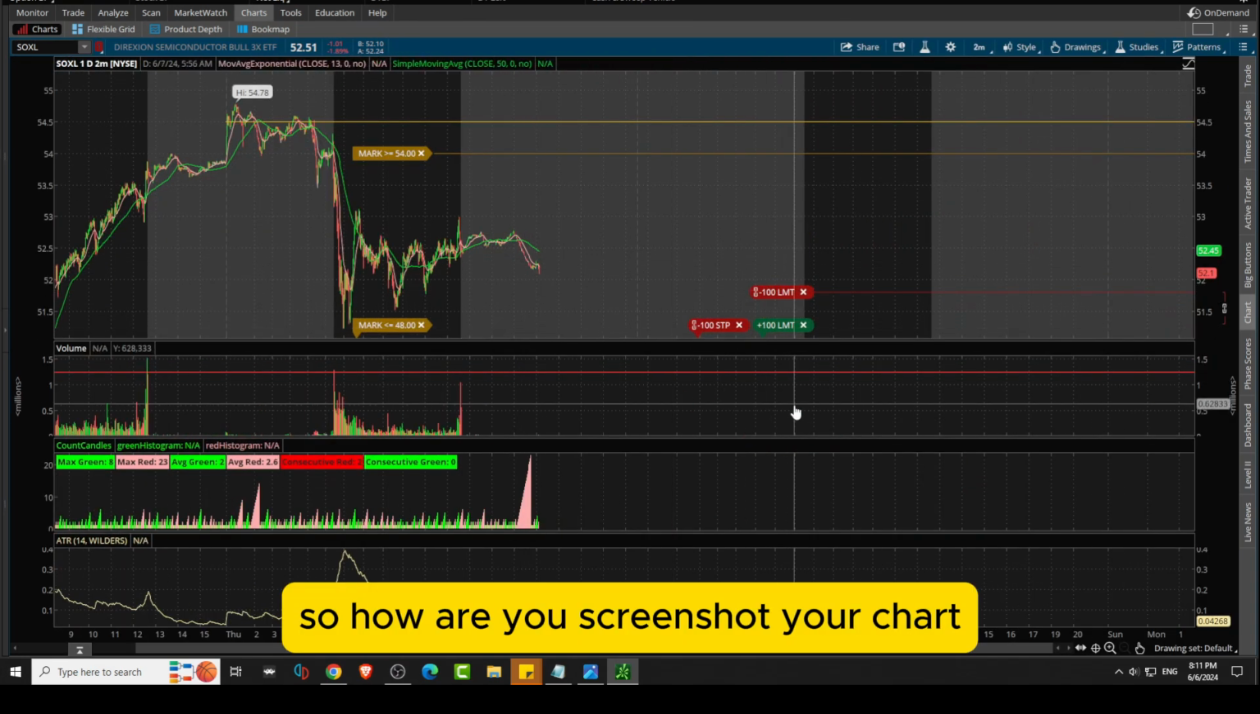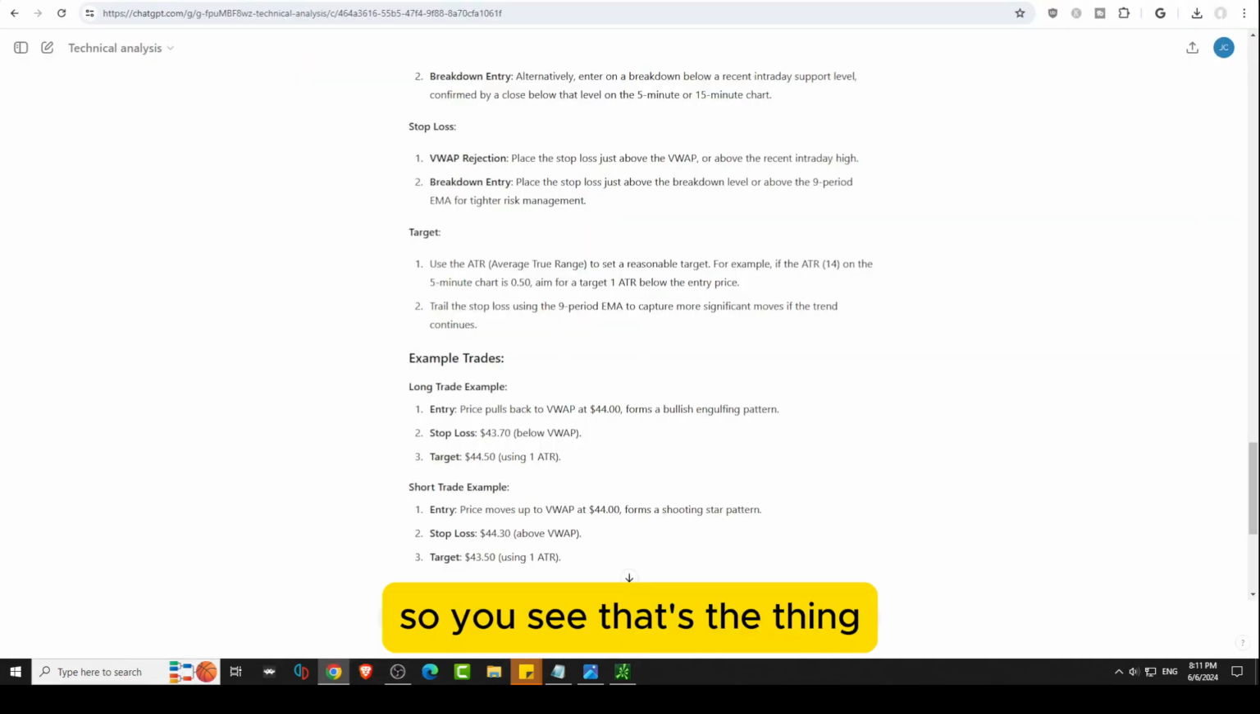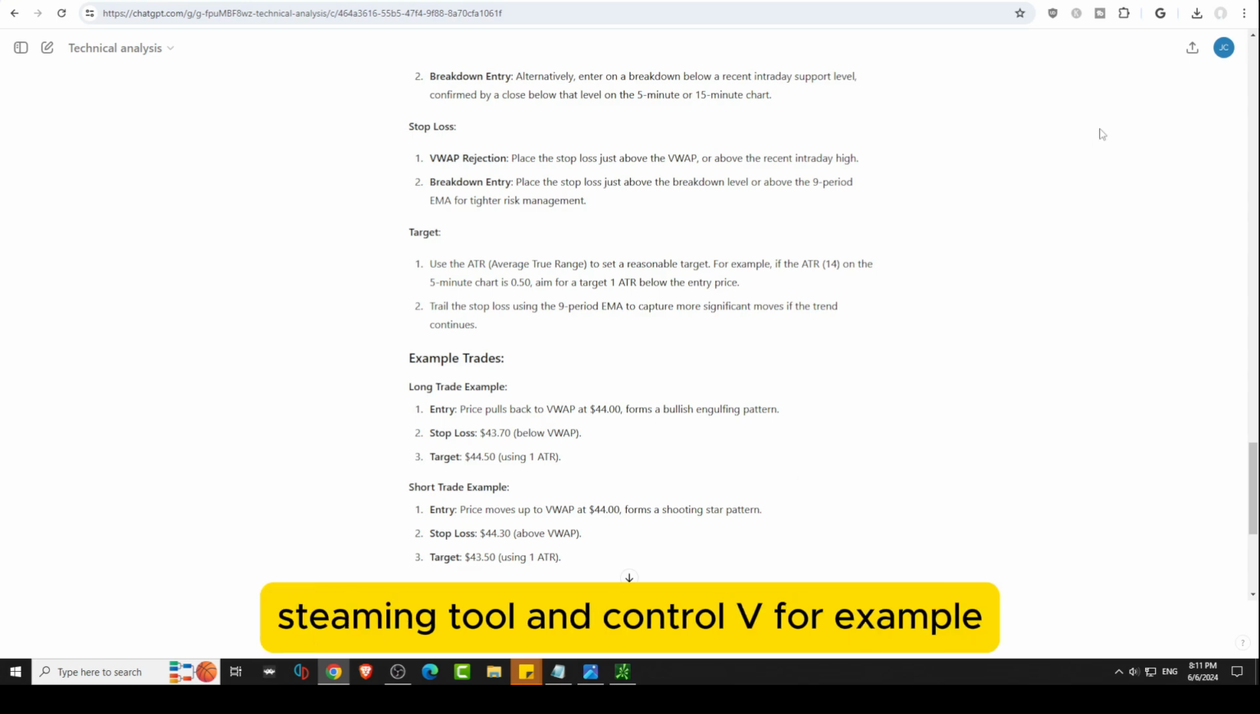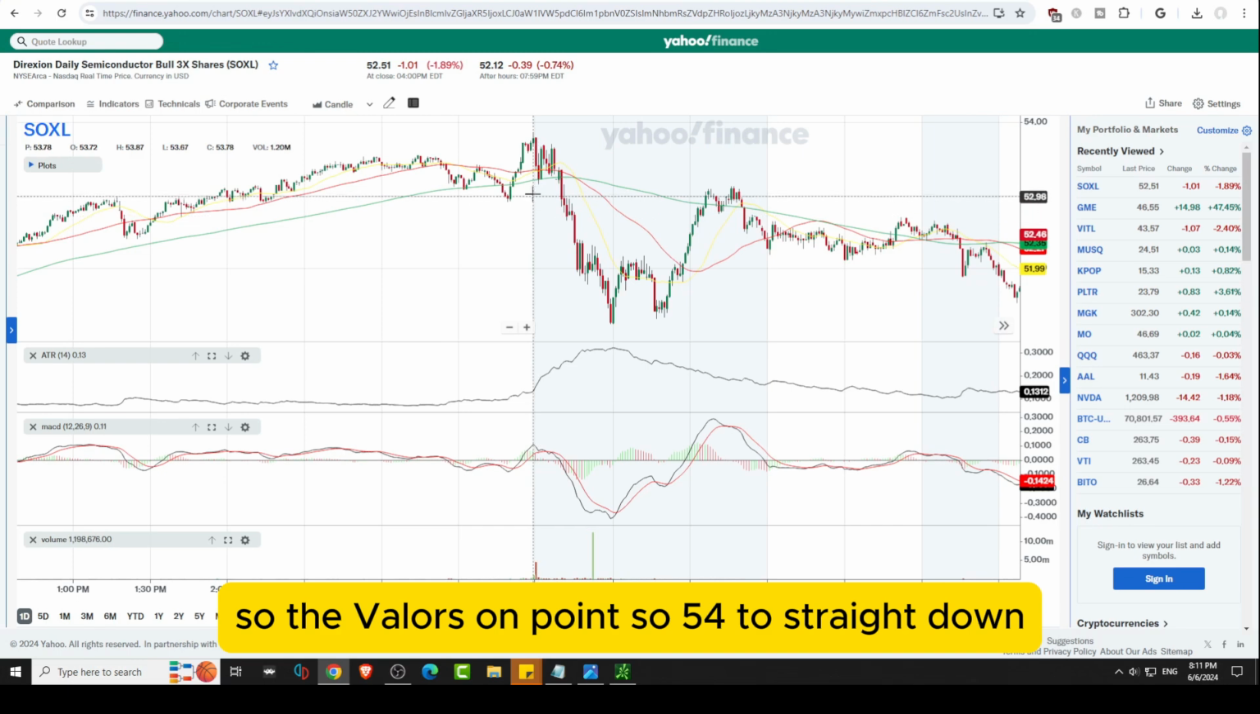But you'll analyze your chart, so you screenshot the chart. So how would you screenshot your chart? You would use snipping tool and upload it. So you see this the thing, snipping tool and Control V. So for example, so that one is on point.